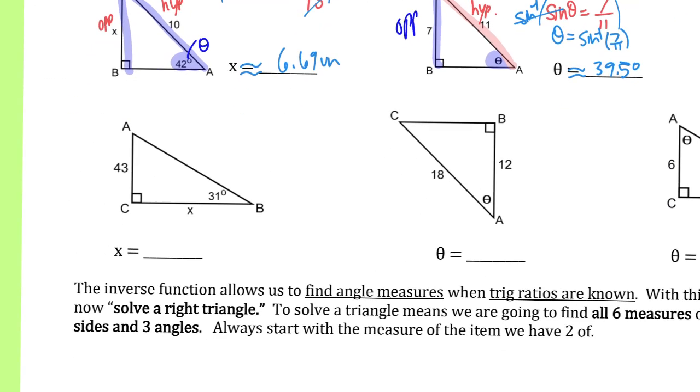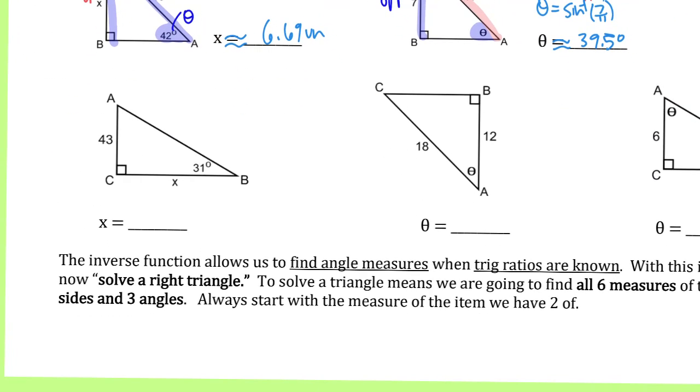The next question says, find x. Well, it appears that that's the adjacent leg, and this is the opposite leg. So we're going to use tangent, according to this angle here. So tangent of 31 degrees is equal to the opposite leg over the adjacent leg. Okay, so that makes sense. We know the opposite, we know the adjacent, and we know a theta. So that's what I plugged in.